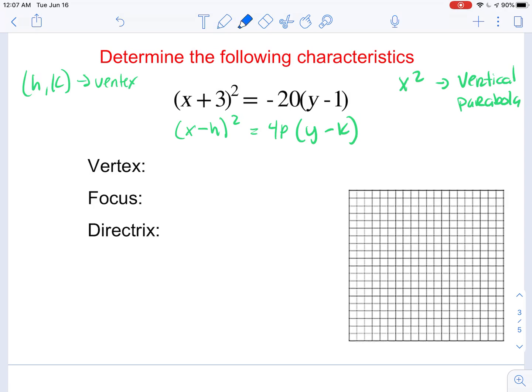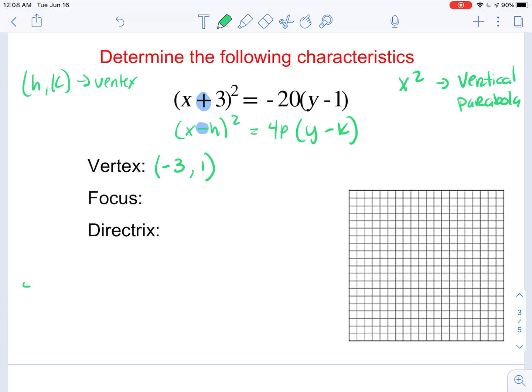So here's a little tricky part. Notice this is a positive and this is a negative. So that means when I identify my vertex, I have to include a negative sign to change it. So my x value of my vertex will be a negative 3 and my y value will be a 1.